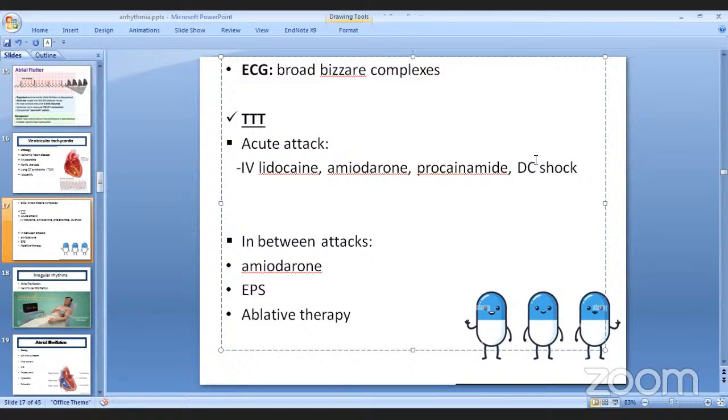In between the attacks, when you have decreased the heart rate and the person is fine, this is the way out: you can give amiodarone, you can do ablative therapies. You can also conduct electrophysiological studies. With a catheter inserted, we can actually determine which portion of the heart is creating this abnormal activity, and then we can work on it.